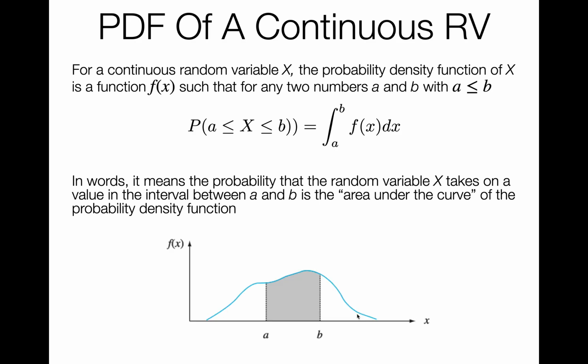Okay. And so visually, this is what it looks like. I have that curve, and so to find the probability between those two numbers, I find the area under the curve between those two numbers.